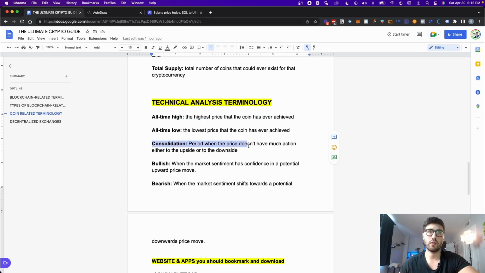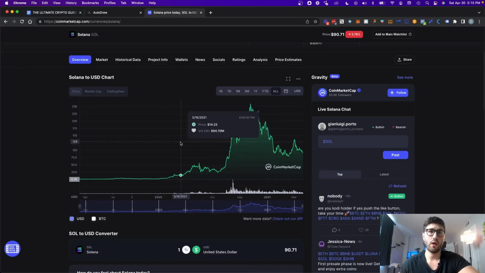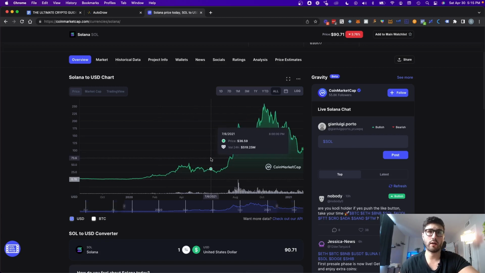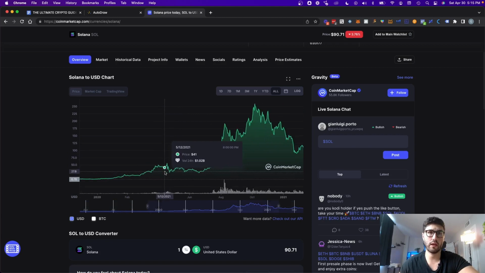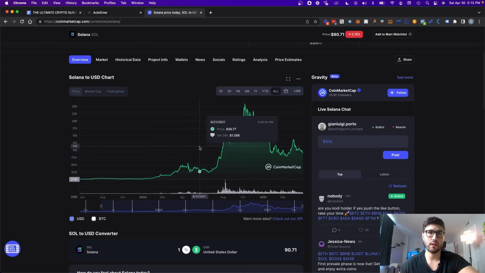And then consolidation. Consolidation is basically a period where the price doesn't have much price action, either to the upside or the downside. What we can consider as a consolidation is this period right here. We had this price impulse right here. It went up, then it went down, and from here to here, it didn't do much. There was this consolidation period.